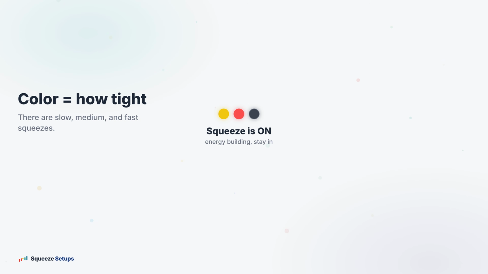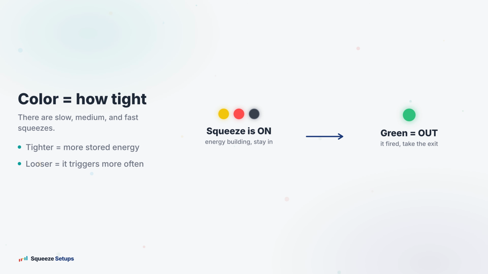Now the dots come in 4 different colors, and the colors are just a measure of how tight the squeeze is. Really, you can determine that as slow, medium, and fast squeezes. So let's focus on the 4 different colors and we'll take them one at a time.